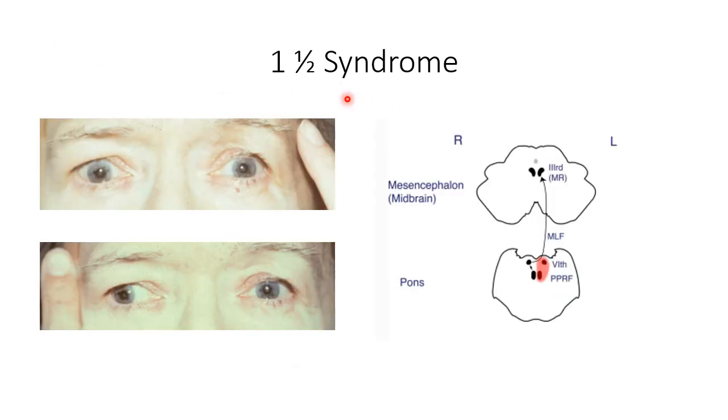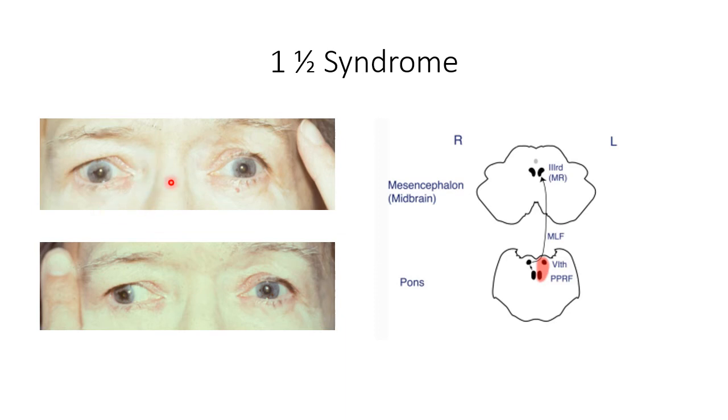So now I'm going to look at an entity that's called one-and-a-half syndrome, and you should understand where this lesion is in one-and-a-half syndrome. So the one in one-and-a-half syndrome is the gaze palsy to the left, as we can see here, and the half represents the internuclear ophthalmoplegia with weakness of the left medial rectus here on the right eye.